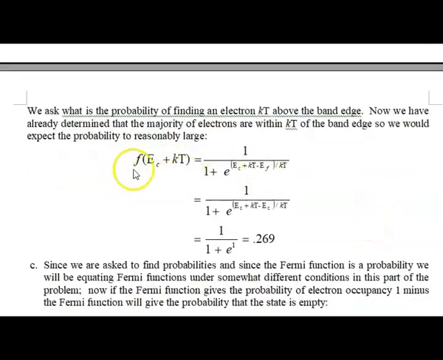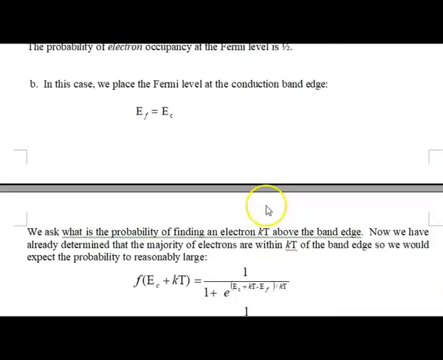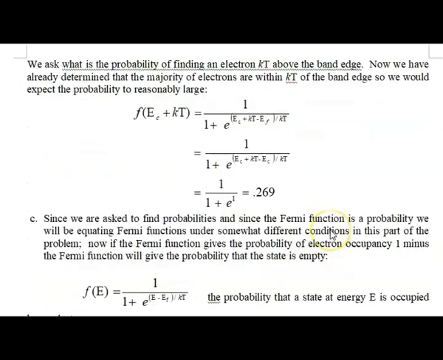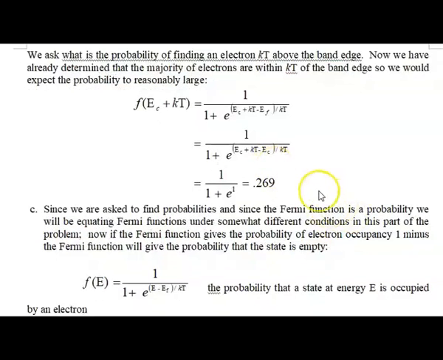So we write the Fermi function for E sub c plus kT minus E sub f, but E sub f is equal to E sub c. That's what the problem states. So E sub c minus E sub c, kT over kT is 1, and that probability is a little over 25%. So all that makes sense, and it's just a matter of using definitions and using some basic logic.